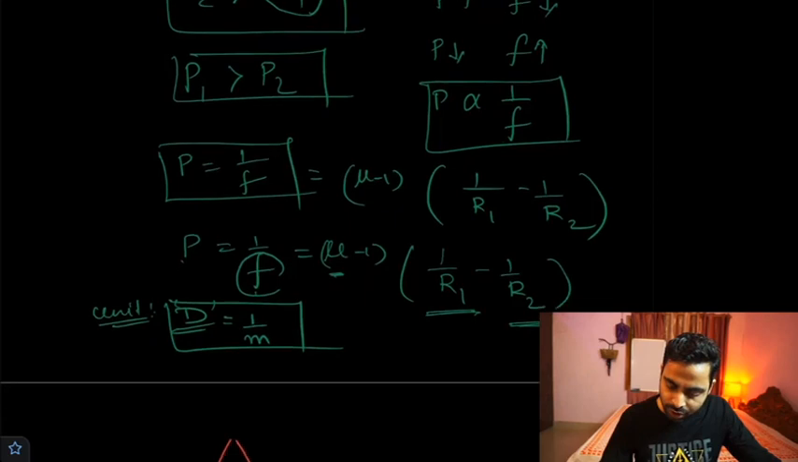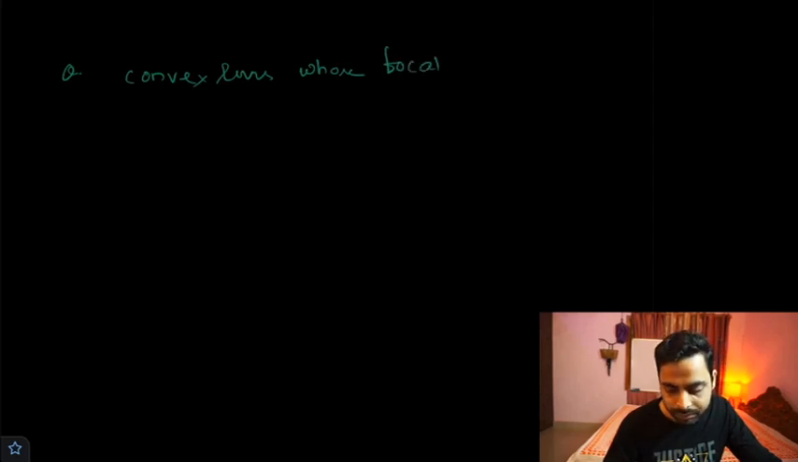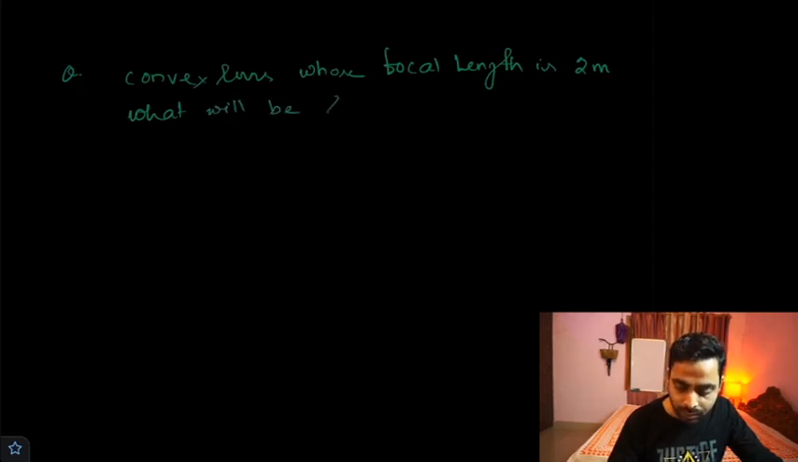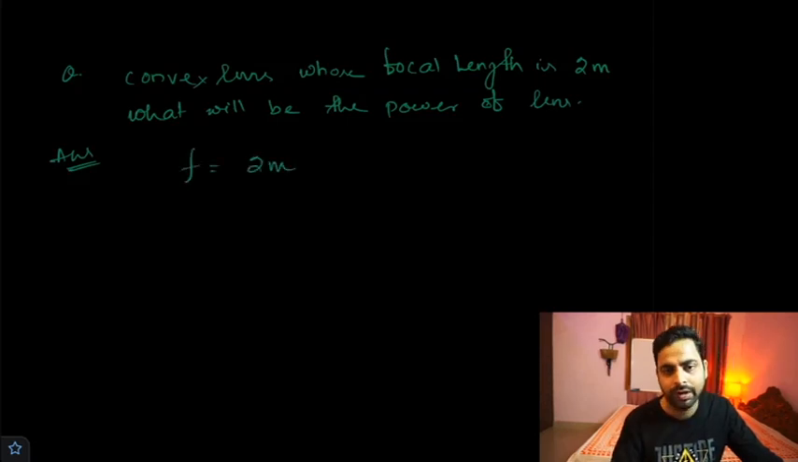सो एक सिंपल सा क्वेश्चन करते हैं. चलिए, तो अगर हम बोलेंगे कि एक क्वेश्चन है, if a convex lens is given to me whose focal length is 2 meter, so what will be the power of the lens? तो आंसर करते हैं. चलिए, यहां पर फोकल लेंथ कितना गिवन है? 2 मीटर.